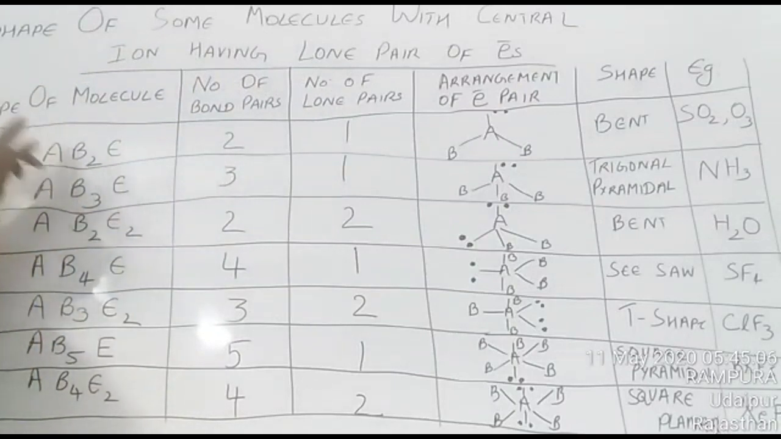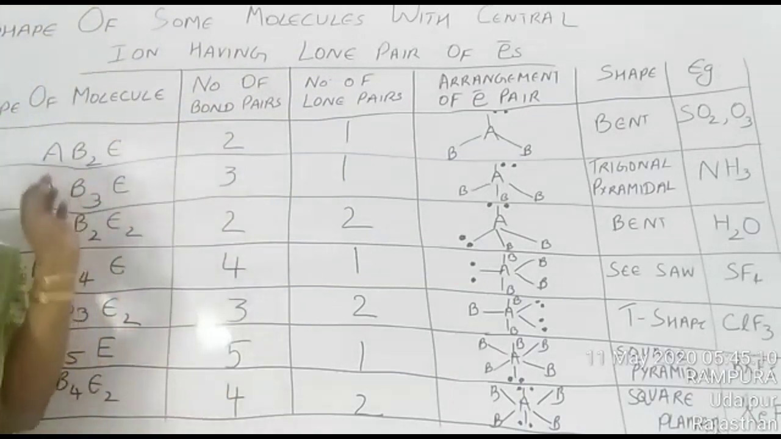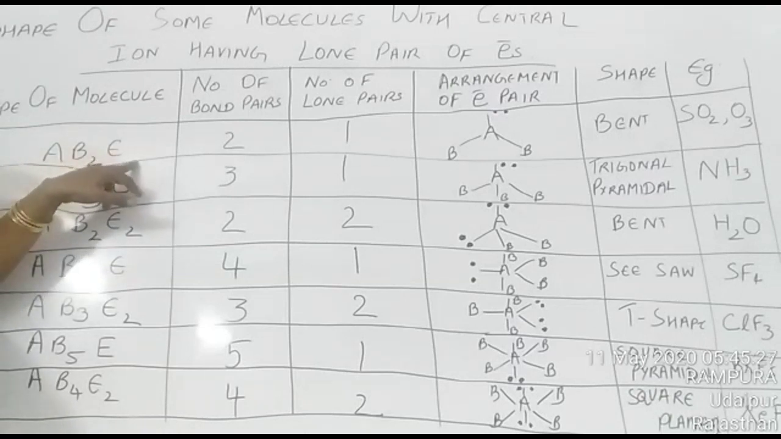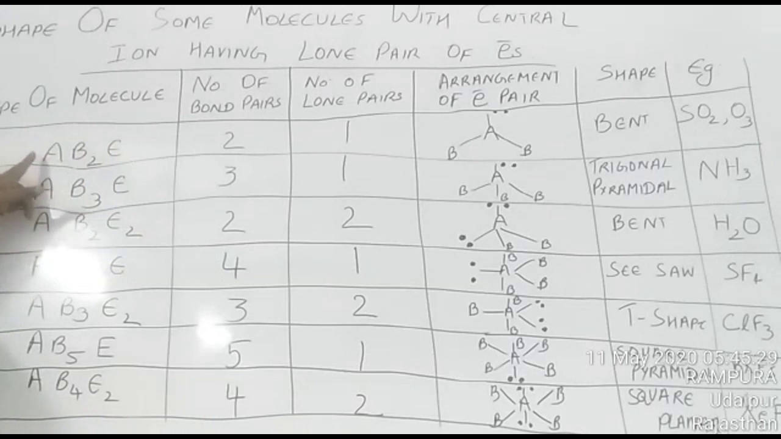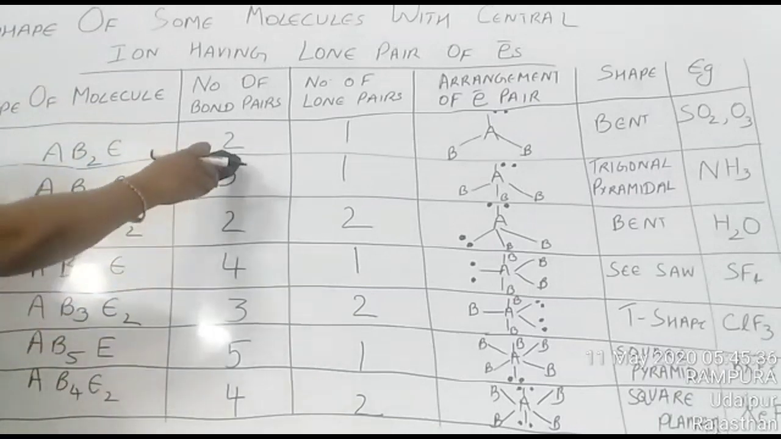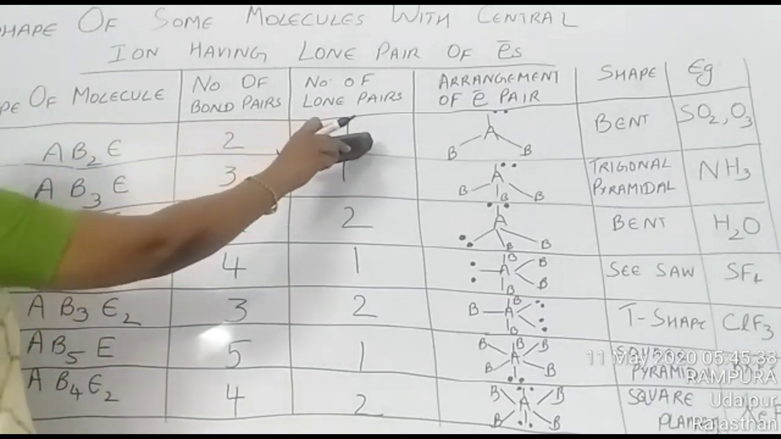Today at first we are going to see the shape or geometry of some molecules with central atom having lone pairs of electrons. Suppose you consider the type of molecule is AB2E, where A is the central element, B2 represents the bond pairs and E represents the lone pairs. That means in this particular type of molecule, you can see the presence of two bond pairs and one lone pair. Is it clear? I have shown here two bond pairs, one lone pair.